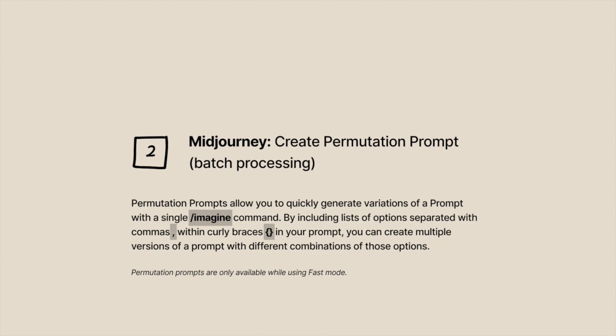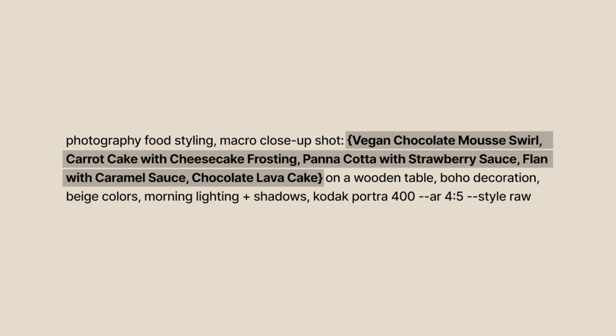Let's start with Midjourney. So a permutation prompt is basically just like a batch processing of a prompt. By writing your list of options, separated with commas within curly braces, you can whip up multiple versions of a prompt with different combos of those options.